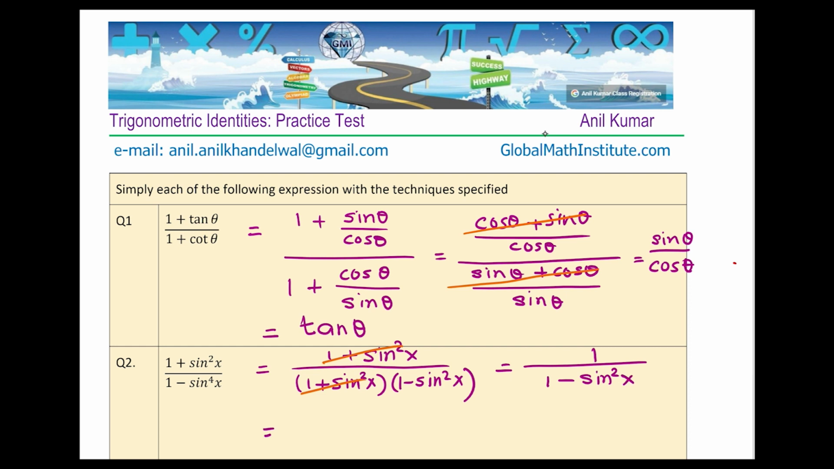And that is equal to 1 over cos square x. So that is how we could simplify this one. And if you want, you can write this as equal to secant square x. So in this case, we have used the Pythagorean identity cos square theta plus sine square theta equals 1. So we could write cos square theta as 1 minus sine square theta, correct?